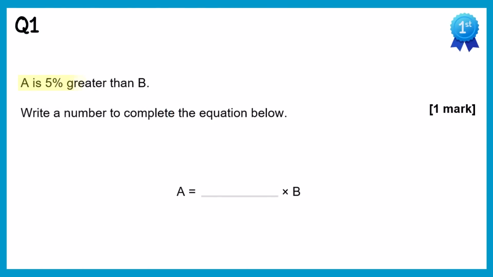In this question, we're told that A is 5% greater than B. If you increase something by 5%, then you could say it's 105% of the original value. A decimal multiplier for 105% is 1.05, since if you divide 105 by 100, you get 1.05. This means to get A, we could multiply B by 1.05. So the correct number to complete the equation below is 1.05.